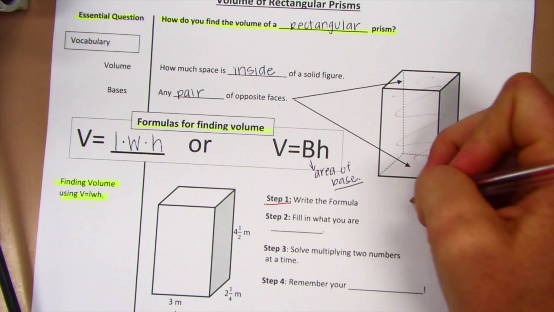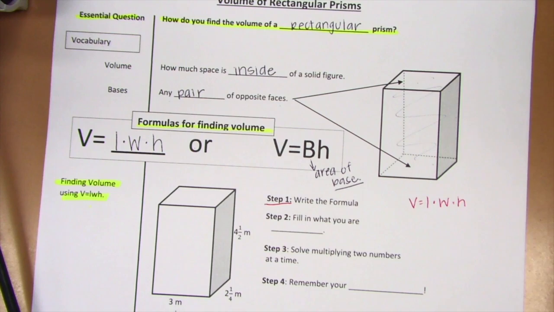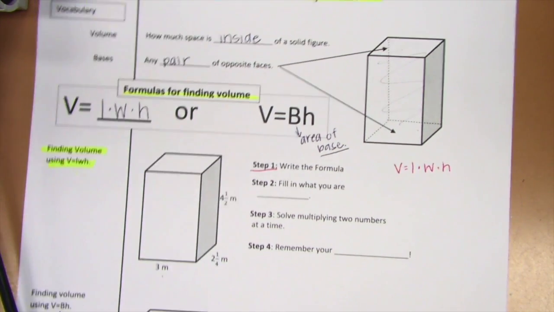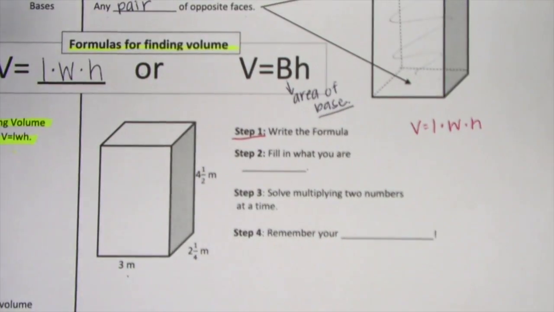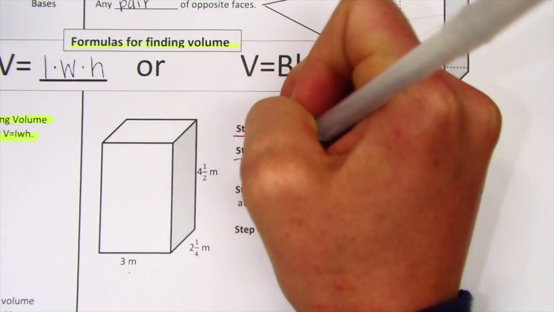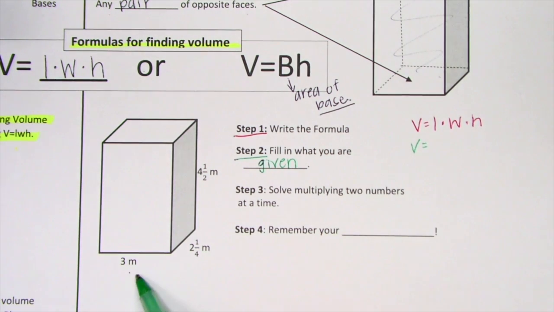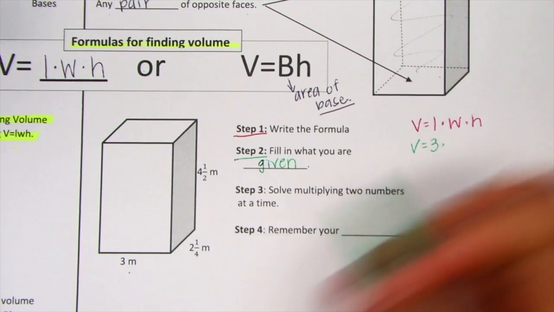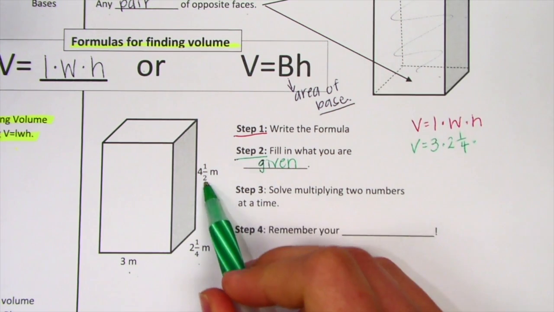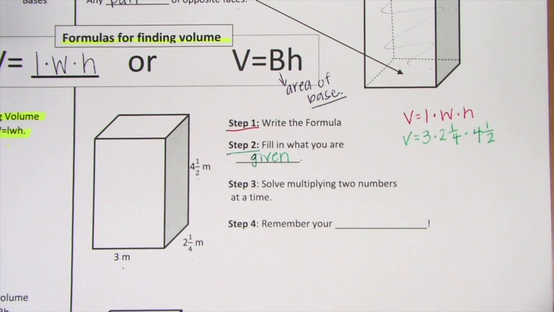We are going to highlight step 1 with red and write the formula. So writing the formula, volume is equal to length times width times height. Then moving to step number 2, we are going to fill in what you are given. Looking at our solid figure, I see that my length is 3, my width is 2 1/4, and my height is 4 1/2. Now notice that we're dealing with fractions, so we're going to have to do a little bit of extra work here.